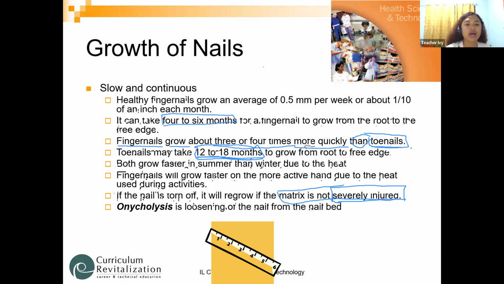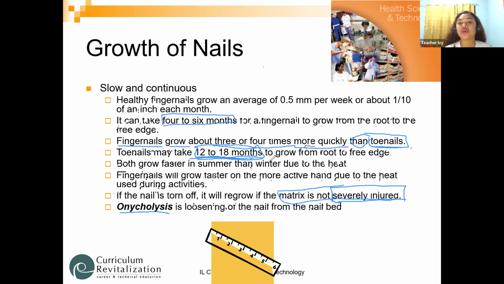Okay, next one. Let us have onycholysis. What is onycholysis? Onycholysis is the loosening of the nail from the nail bed. It means that onycholysis happens when your nail plate tends to be loose, or it is not well attached to the nail bed. If that happens, when you pull your nail and it easily detaches, then onycholysis happens to your nail. Okay? So I hope you would remember this term.